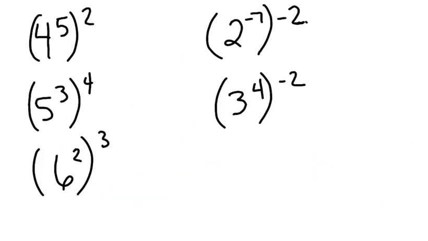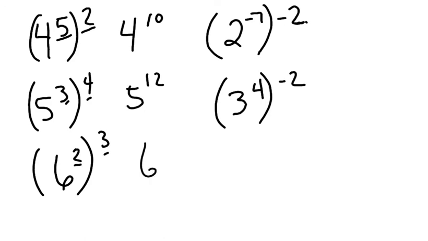Okay, here's some more examples of power of a power. Remember, one base, a power, and another power. One base, a power, and another power. That's what they look like. What you do to get the answer is multiply. So 5 times 2 is 10, so this is 4 to the 10th. 3 times 4 is 12, so 5 to the 12th. 2 times 3 is 6, so 6 to the 6th.